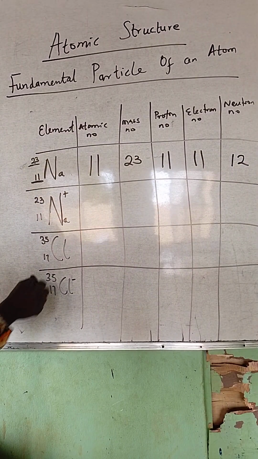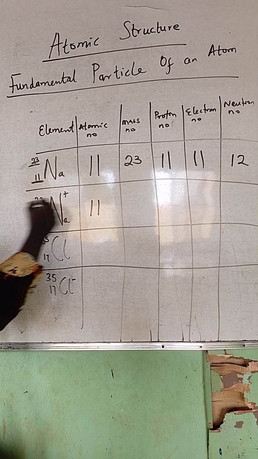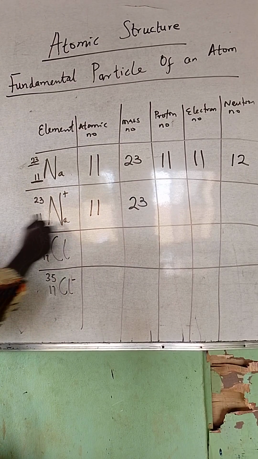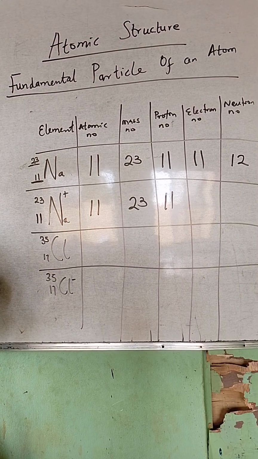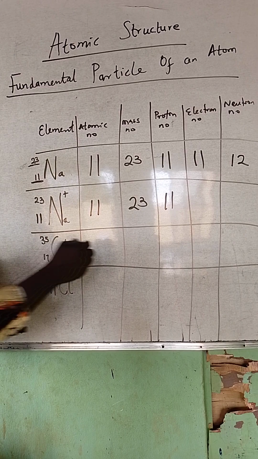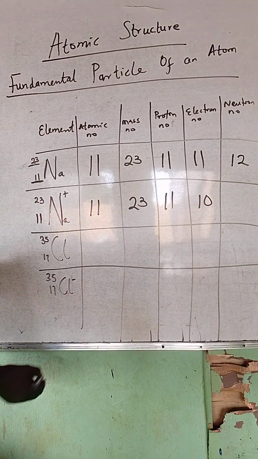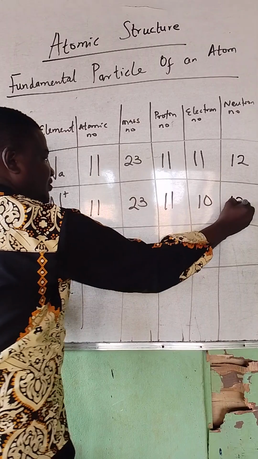Now look at this one, the same thing. Atomic number is 11. The mass number is 23. The proton number is the same as the atomic number. Then the electron, because it is positively charged, means it has donated 1 electron, so instead of 11 it will be 10. And the neutron is normally 23 minus 11, 12.